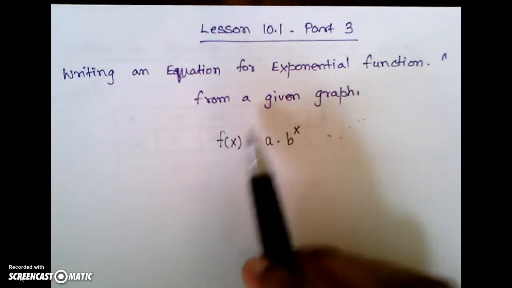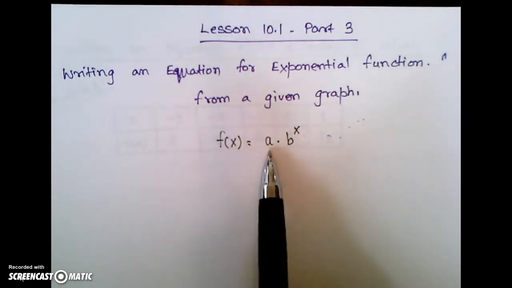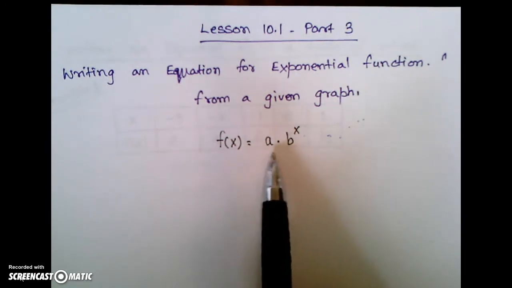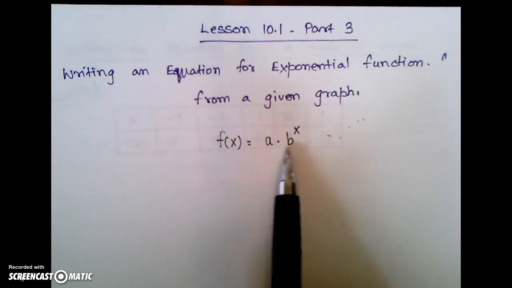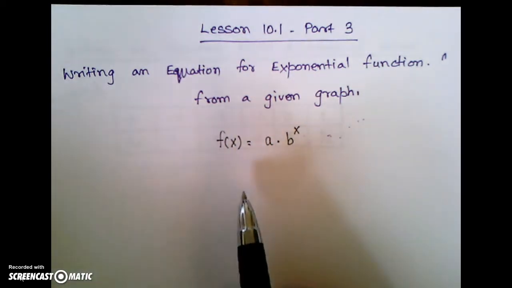Every time I'm going to start with my standard equation, which is f of x equal to a times b to the power of x. If I knew what a and b are, they are constant numbers, right? If I knew these numbers, I'm just going to plug those numbers in my equation and I get my equation for that particular situation or that particular function.